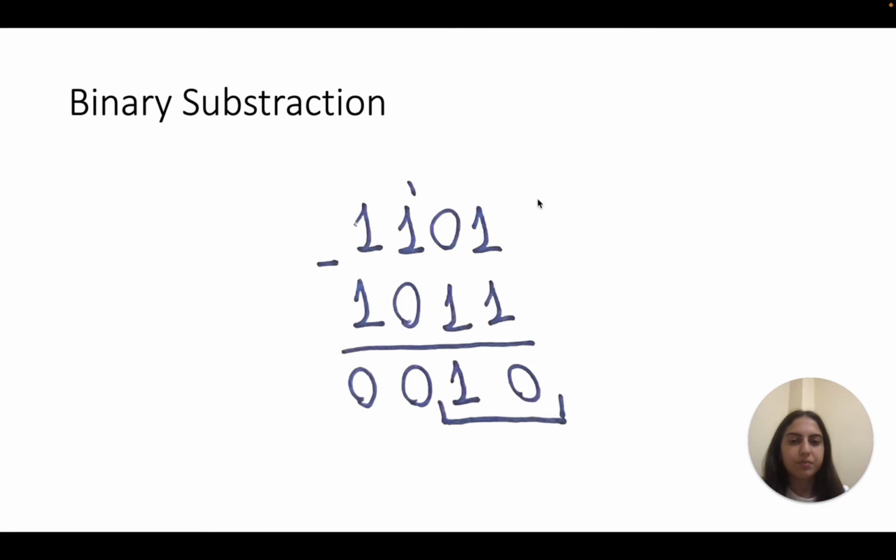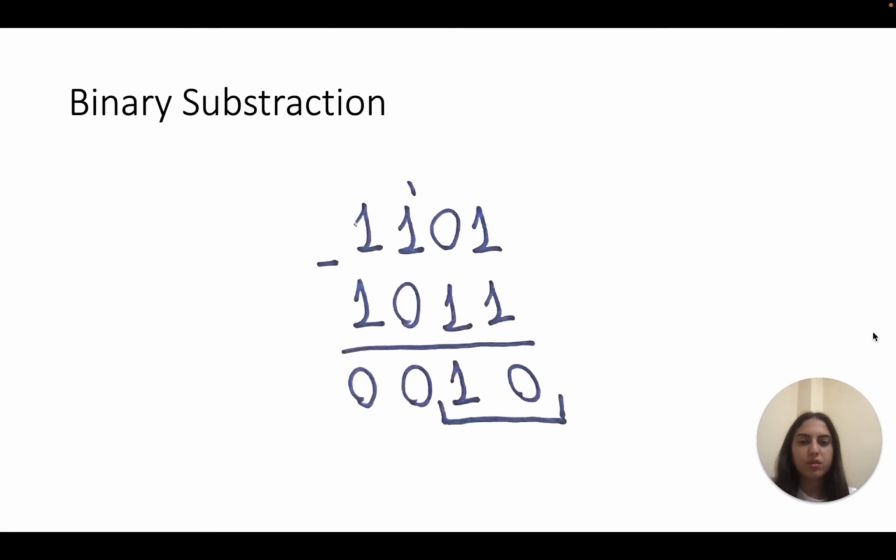And if we have binary numbers and we borrow from the next column, here we'll have 2. So we'll get 2 minus 1, which will be 1. And here we'll have 0 because we borrowed from this column, and we'll have 0 minus 0, which is 0, and 1 minus 1 is 0. So here we'll get the result is 10.